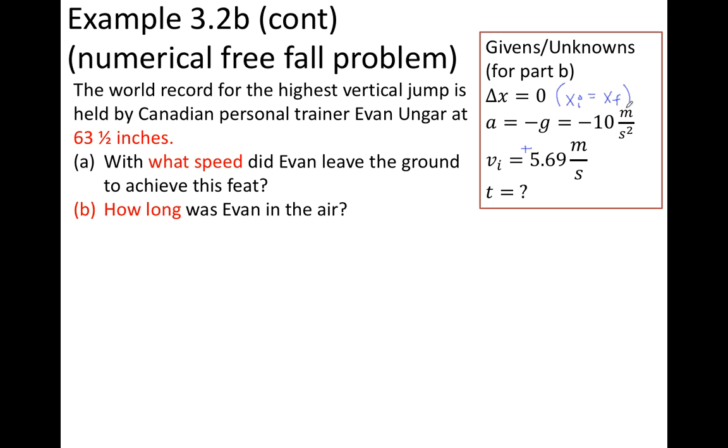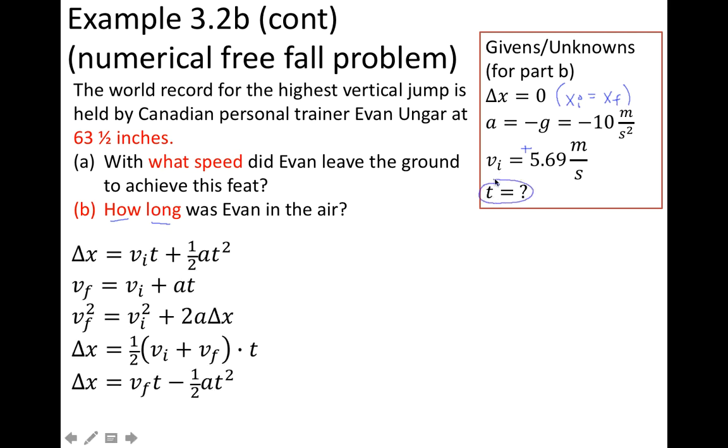The question asks, how long was Evan in the air? How long is asking for time. So we're looking for an equation with time in it. The equation with time in it, with the 3 known values that we have, is this one right here. And so when we solve this equation for time, we should notice that this is a quadratic equation. We can use this to solve.